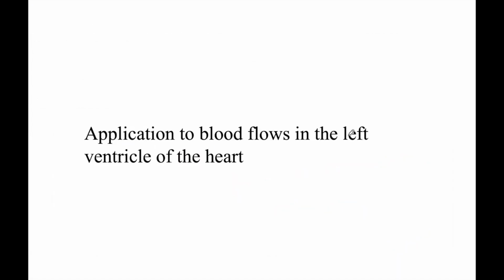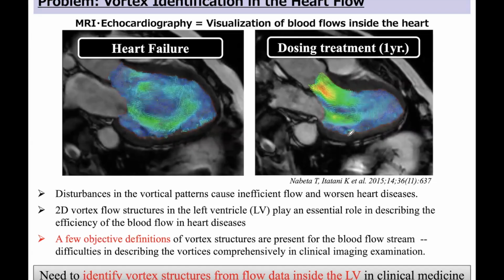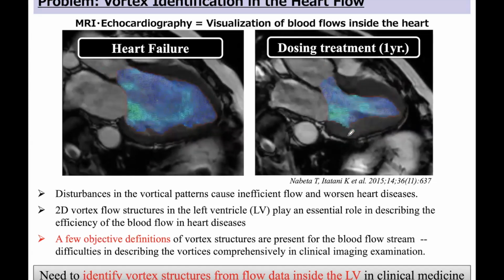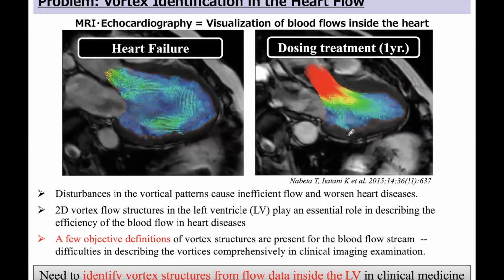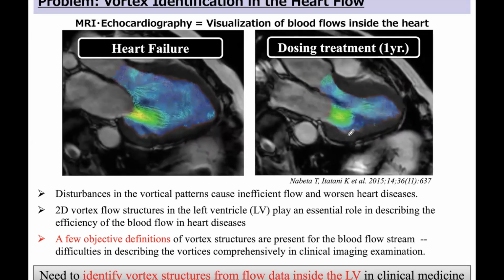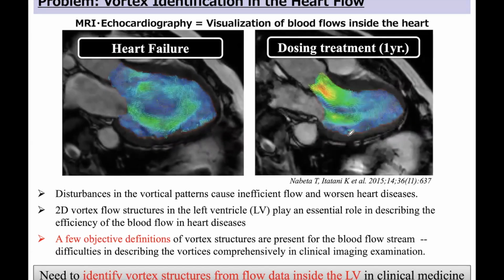All right, so we are now going to apply this idea to a more real problem, like blood flow in the left ventricle of the heart. Here is the problem we consider. This is a vortex identification problem in heart flow. These two motion pictures show MRI image processing of the blood flow in the left ventricle of the heart. This is a heart failure case. This is the same heart, but after one year of drug treatment.